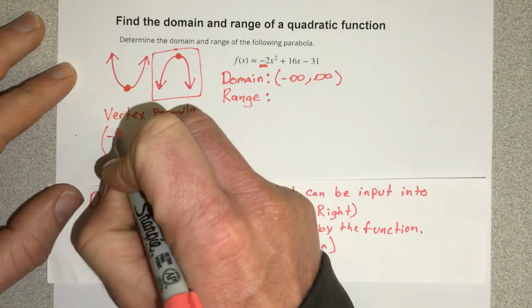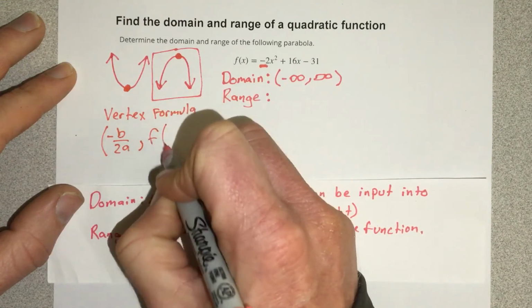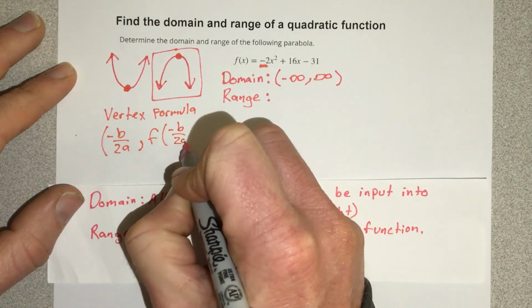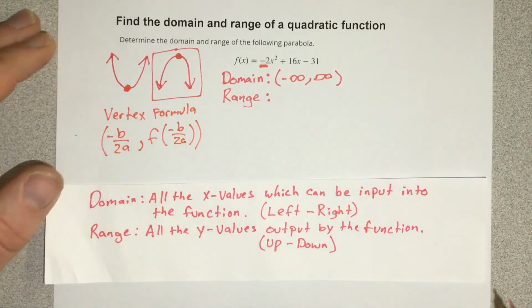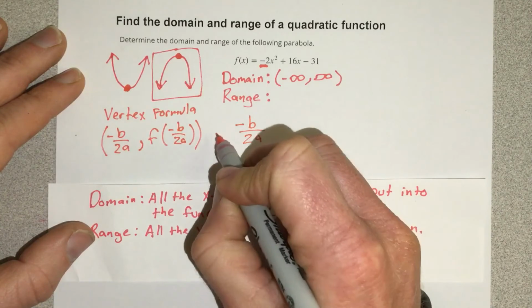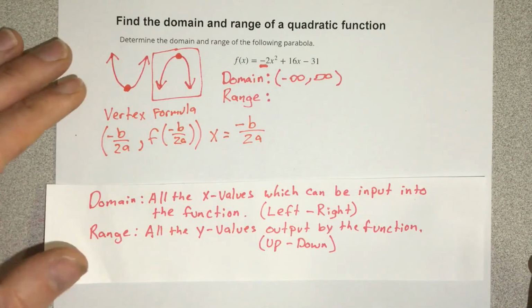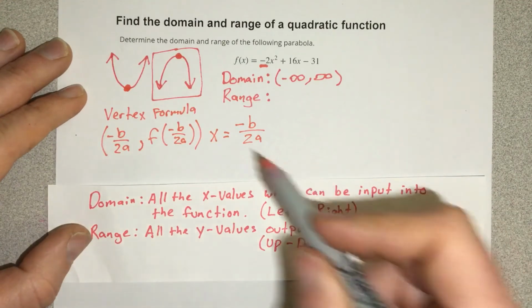If you remember the vertex formula, it is negative b over 2a, f of negative b over 2a. So I'm going to take negative b over 2a, and that will find me the x value. But remember, I'm not worried about the x value. I actually want to find the y value. But we have to find that first.